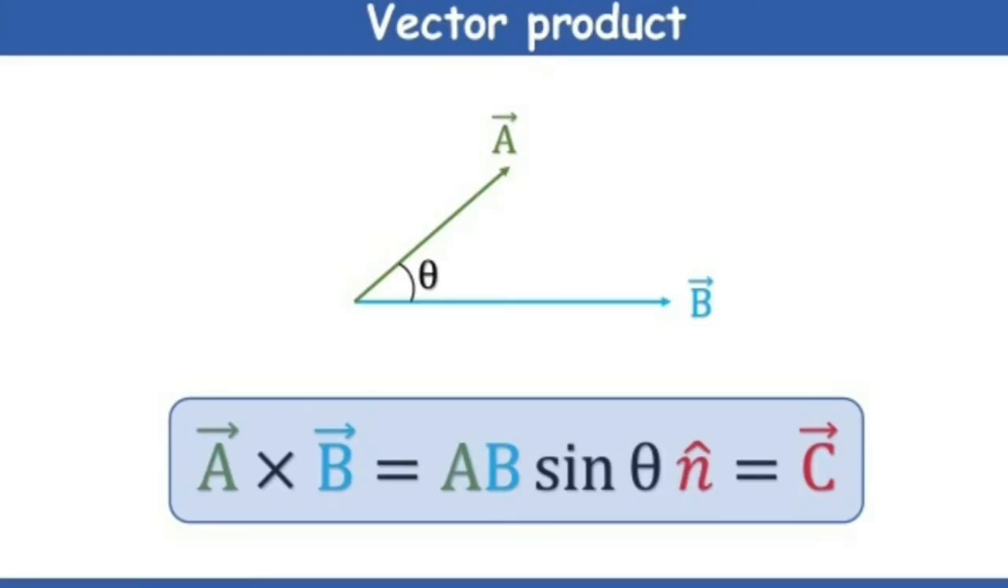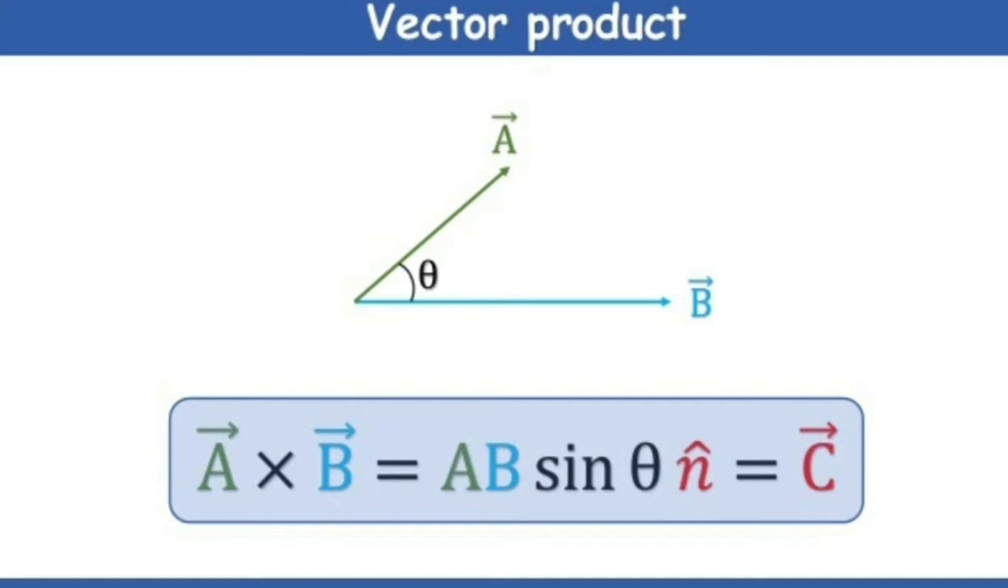In simple words, A cross B is defined as A cross B equal to AB sine theta into n cap. We call that AB sine theta n cap as vector C. So here we have two vectors, vector A and B. The angle between the two vectors is theta.